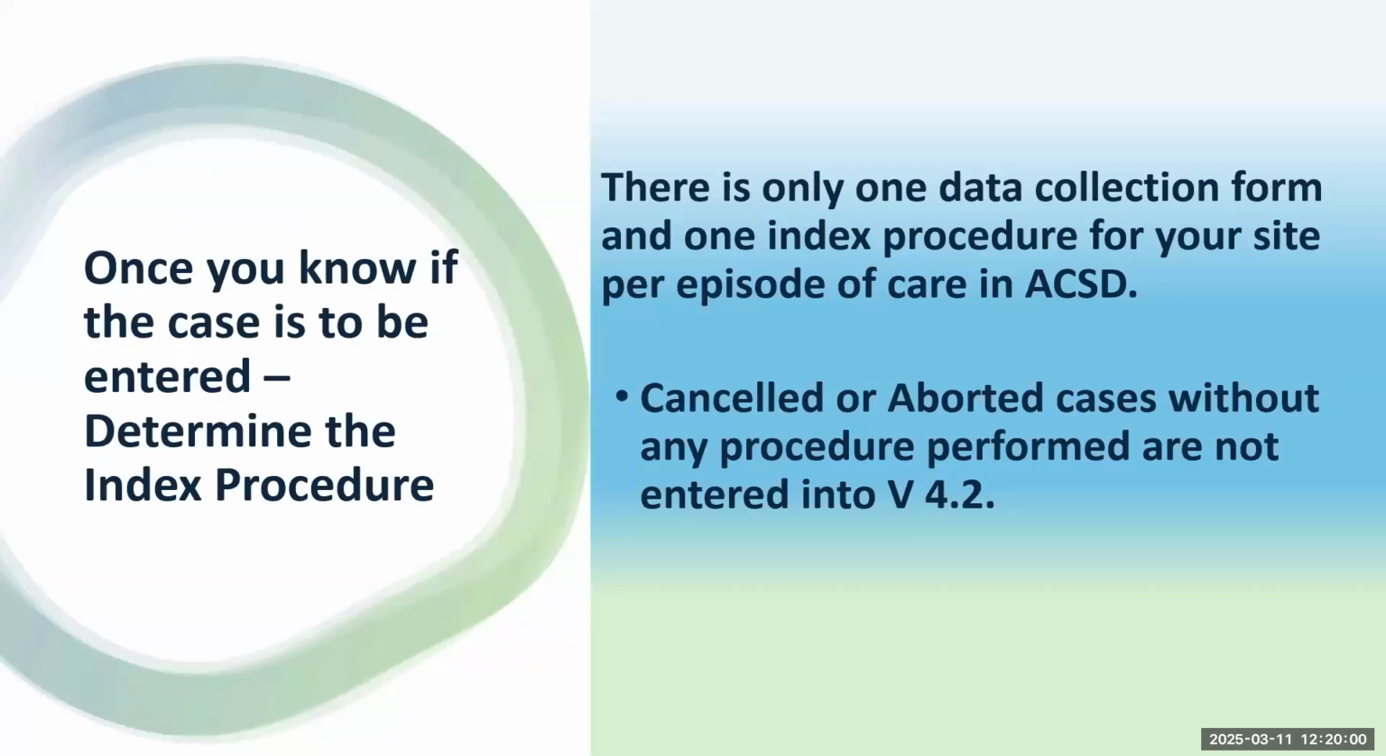Okay, so we've gone through the list of all the procedures that are required and the optional procedures. Now I want to talk a little bit about determining the index procedure for your episode of care. The first and most important thing I want to say is there's only one data collection form and one index procedure for your site per episode of care in adult. This is different from congenital.